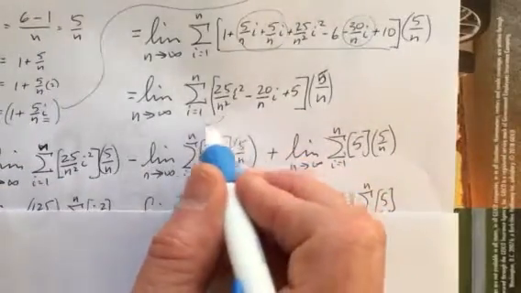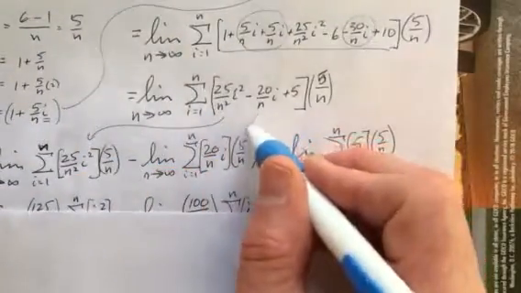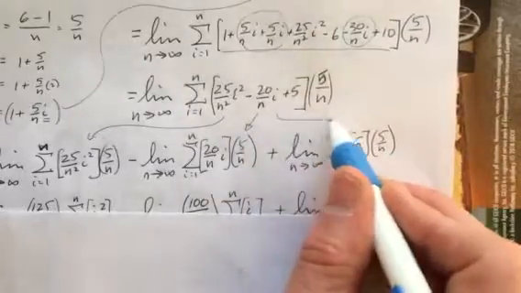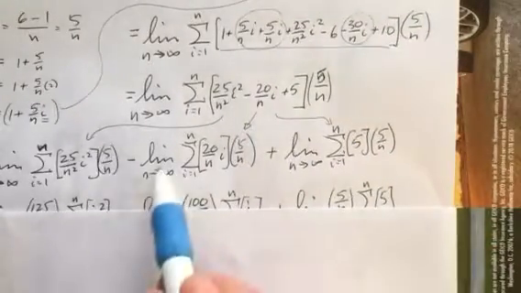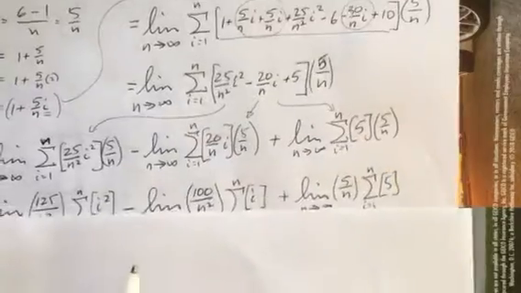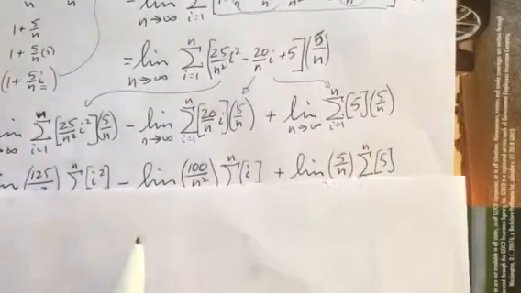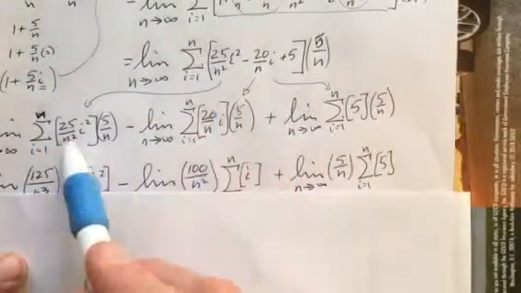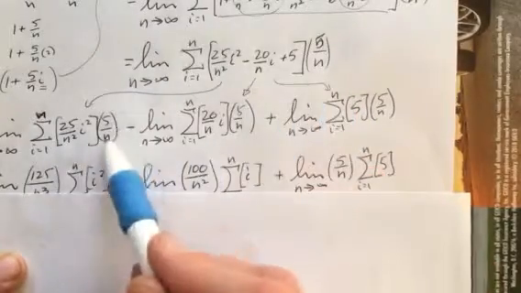Just for clarity, I'm going to separate all these. If you don't like doing that, you can just keep it all together, not write this limit each time, but I just think this makes it really clear what's going on. So this first one here, each time I brought the 5 over n here.